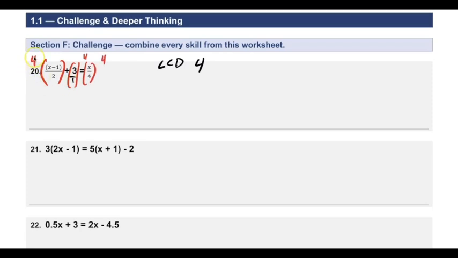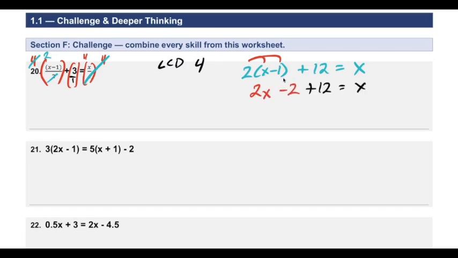So on the first one, I get 4 divided by 2 is 2. I'm going to have 2 times x plus 1 minus 1. On the second one, it's just 4 times 3, which is 12. And then the 1 over here, the 4s would cancel, and you just get x. So it made this ugly problem into this problem, which isn't that bad. Now we just got to solve. Distribute. So 2x minus 2 plus 12 equals x.